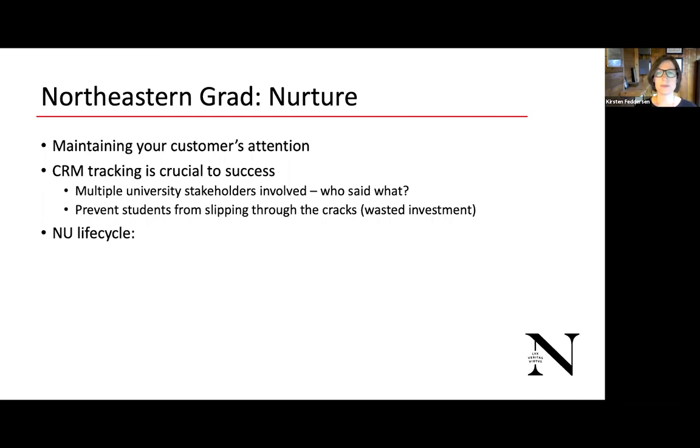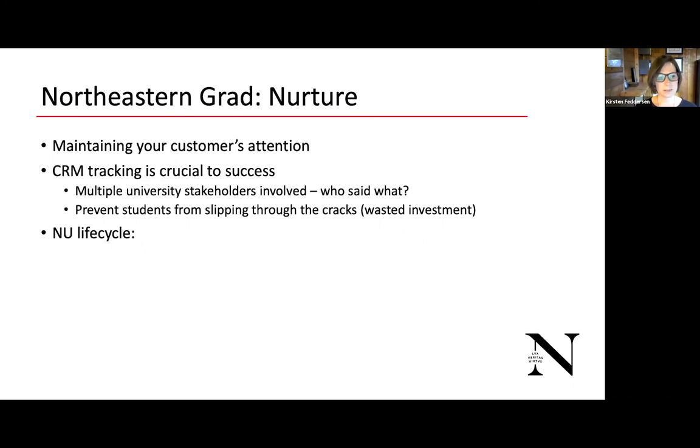Having a CRM that tracks who said what through the system, and this includes something like Five9 to track your outbound calls and inbound calls. This will really be a better customer experience, and it will also prevent students from slipping through the cracks, which means all that money we spent in recruiting them on the front end, we don't want that to be a wasted investment. So that's a crucial piece of it.